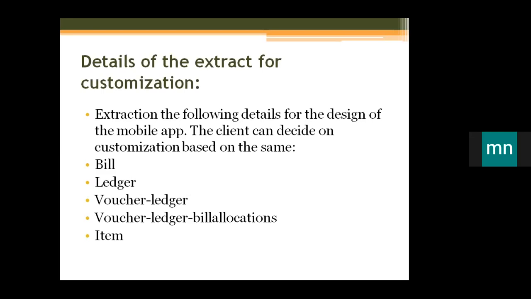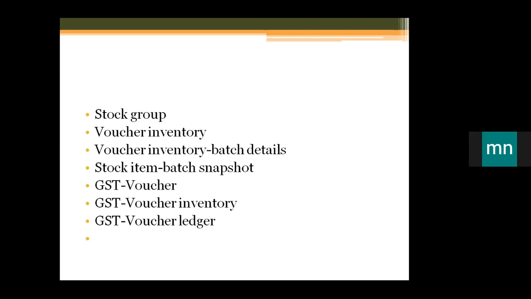So, extraction of the following details for the designing of the mobile app. The client can decide on customization based on the same. Like we have bill ledger, voucher ledger bill allocation, item, stock group, voucher inventory, batch details, stock item, batch snapshot, and GST voucher, GST voucher inventory, and voucher ledger.